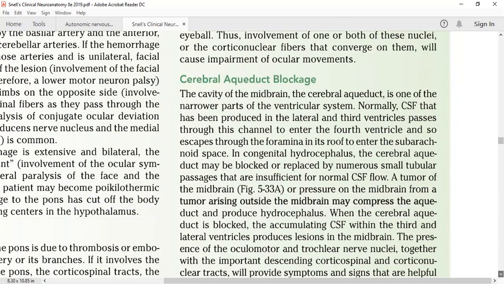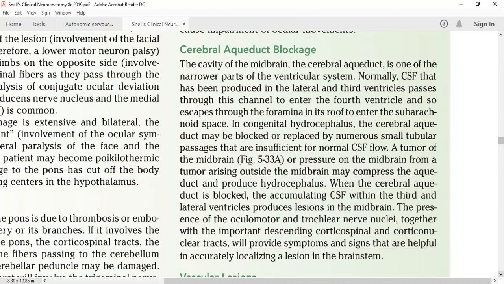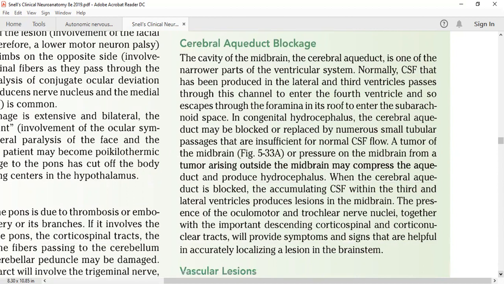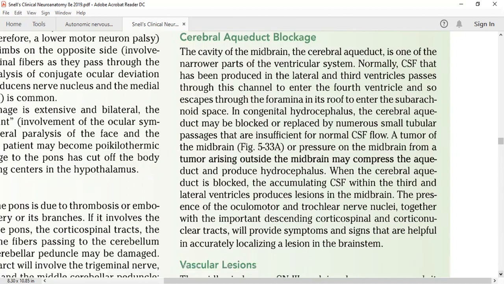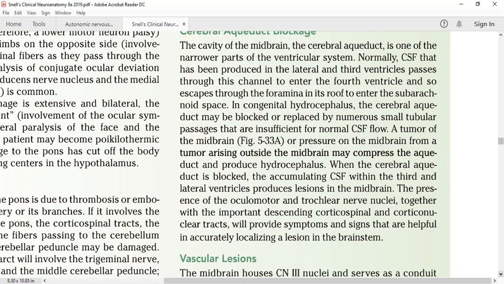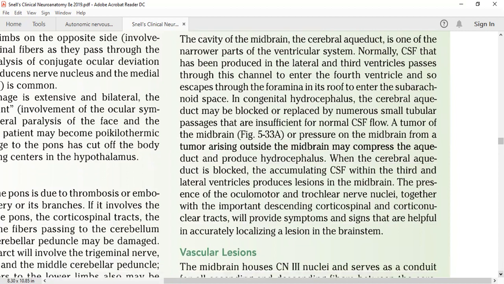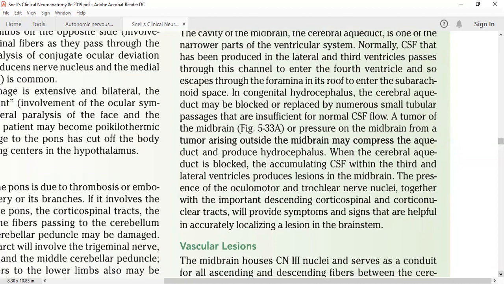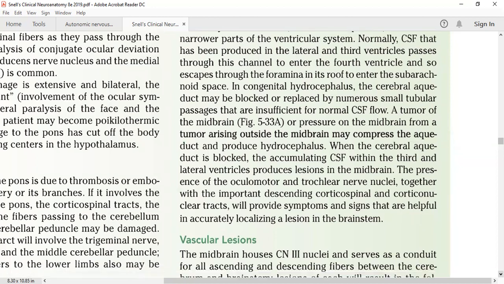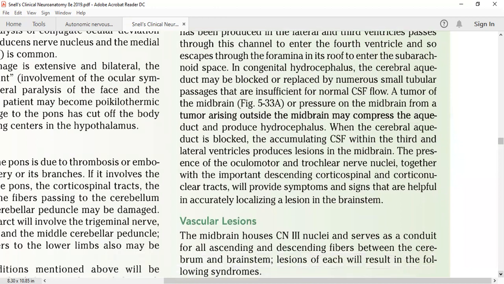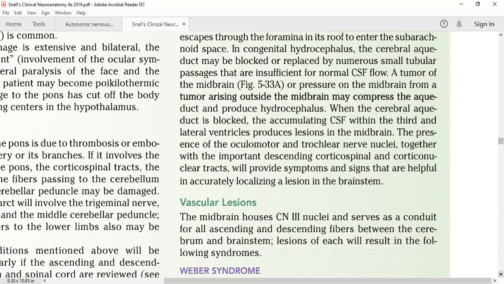Next, cerebral aqueduct blockage. The cavity of the midbrain, the cerebral aqueduct, is one of the narrowed parts of the ventricular system. Normally, CSF that has been produced in the lateral and third ventricles passes through the channel to enter the fourth ventricle and so escapes through the foramina in its roof to enter the subarachnoid space. In congenital hydrocephalus, the cerebral aqueduct may be blocked or replaced by numerous small tubular passages that are insufficient for normal CSF flow. A tumor of the midbrain or pressure on the midbrain from a tumor arising outside the midbrain may compress the aqueduct and produce hydrocephalus.